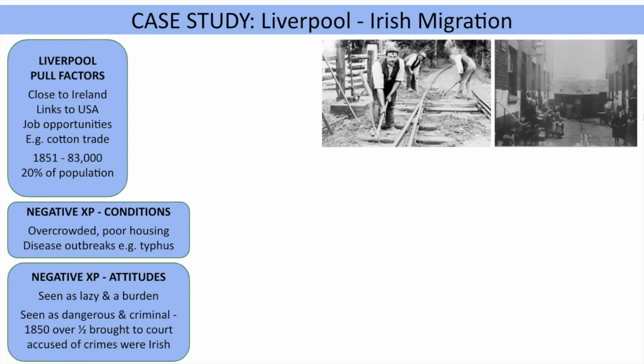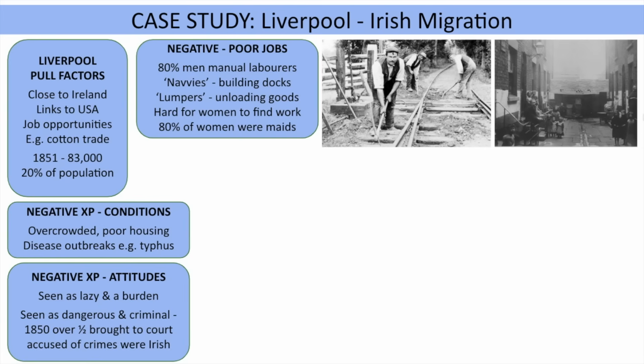They were seen as dangerous and criminal, and as a result, they were very harassed by the police. Over half of the cases that went to criminal court in 1850 in Liverpool, i.e., half of the people accused of crimes, were Irish. We also see quite poor job opportunities.